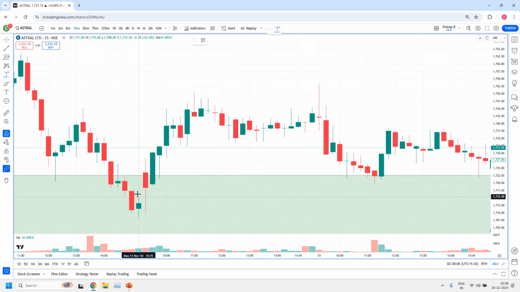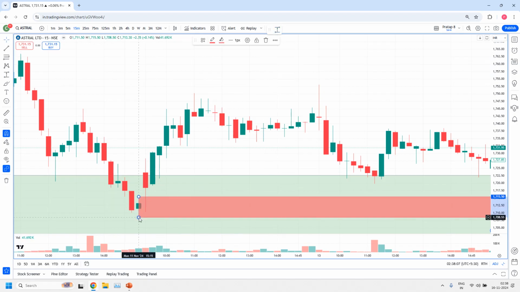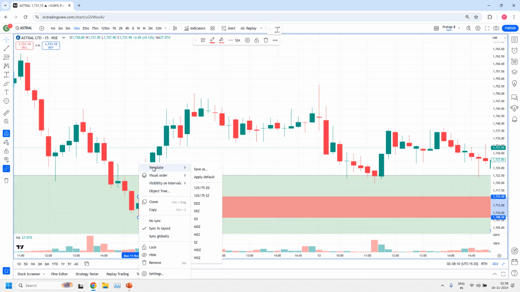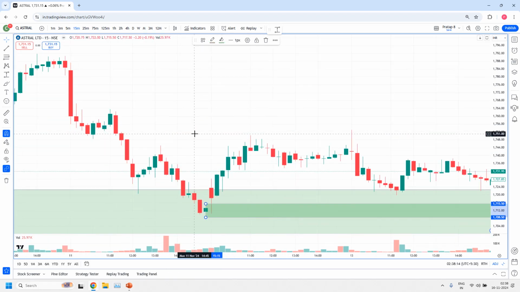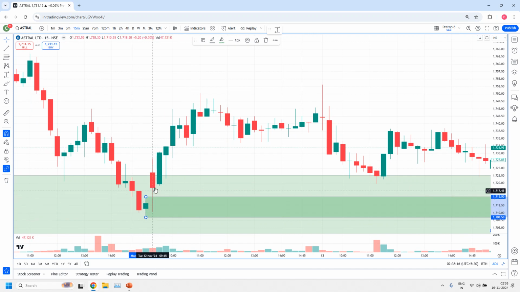Now let me draw the zone. This is the 15 minutes zone. Let me give light color. Okay. Drop, base, rally. This is a 15-minute zone. But look into this candle. This candle does the magic. What kind of magic?